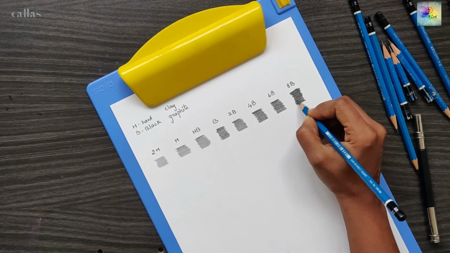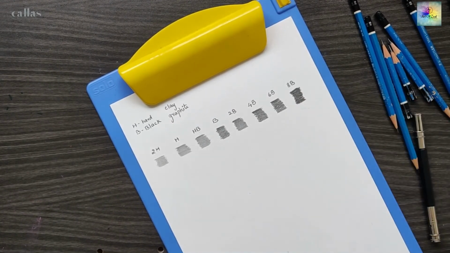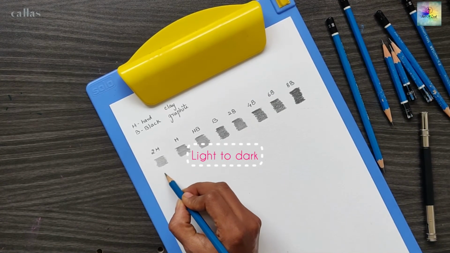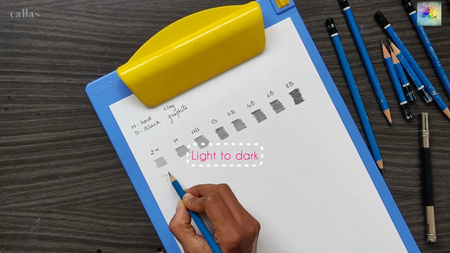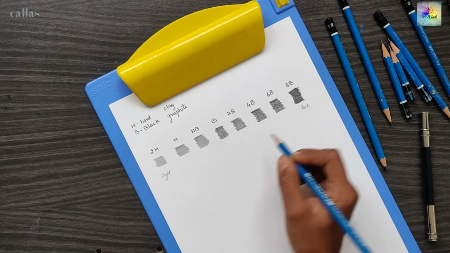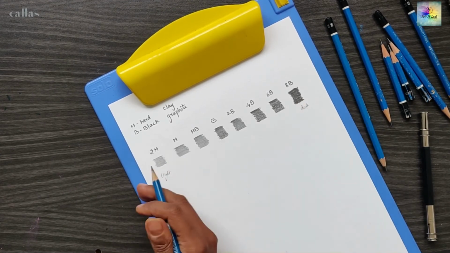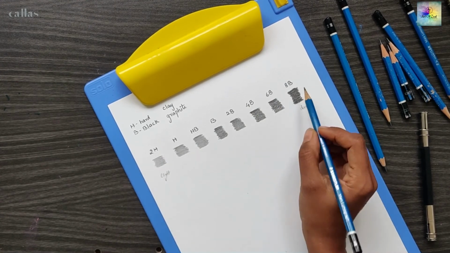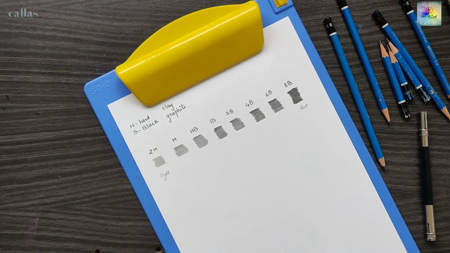So if you see, there is a gradient. When you see from here, this is the lightest part and this is the darkest part, right? There is a gradient. It grows from lighter to darker, or darker to lighter. This is the reason why we use different shades of pencils.